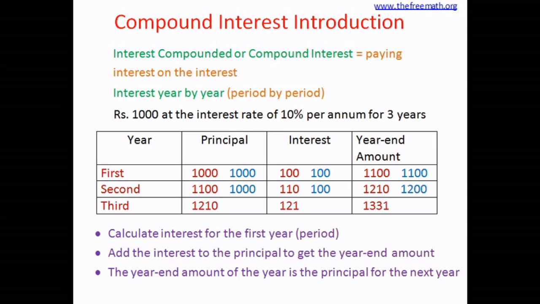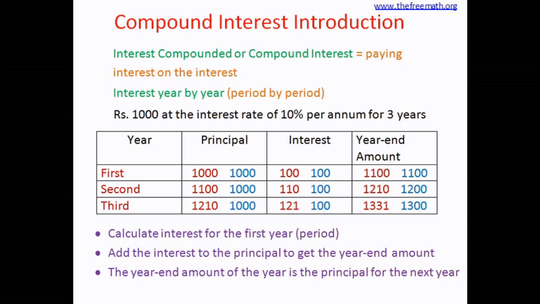And now the year end amount is 1200. That is because we have taken the interest of this year as well as the previous year into consideration. In case of the third year, the principal is again 1000 rupees, the interest is again 100 rupees, and the year end amount, that means the amount so far, is 1300 rupees. So now you can see the difference between the simple interest and the compound interest calculation.